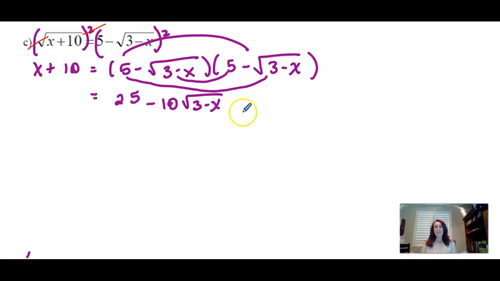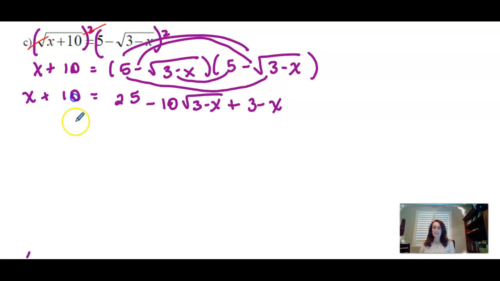Last times last, a negative, so here's the negative times a negative is a positive. When you take the square roots and you multiply them together, you get just what's underneath, which is 3 subtract x. And that's equal to x plus 10. So what you're going to want to do is combine like terms over here on the right-hand side, which is going to give you that 28. And then you still have the subtract 10 times the square root of 3 subtract x.